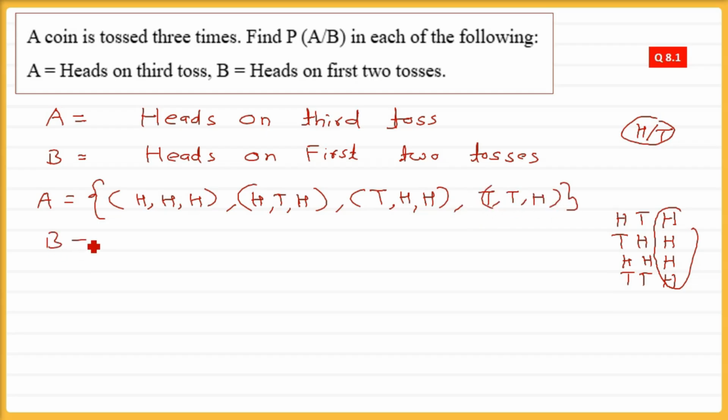Now in the similar fashion, the event B, heads on first 2 tosses. So when you fix heads on the first 2 tosses, the only possibility is either head will come or tail will come in the third toss.